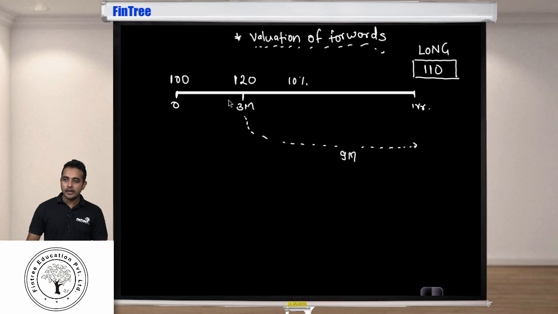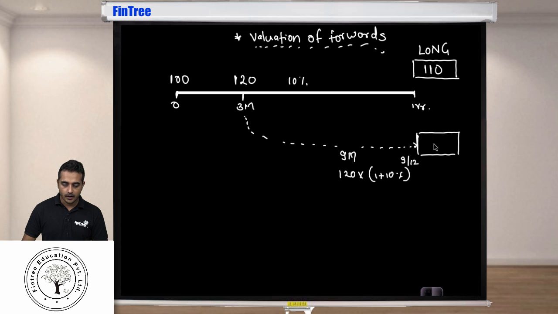Please quote me a new forward price, same underlying asset but remaining maturity of only 9 months. So the dealer will do exactly the same calculation that we just learned. He will say 120 into 1 plus 10% raised to 9 by 12. Yes or no? So he will give us a new forward price. Tell me how much? 120, 8.89, that is 128.89.